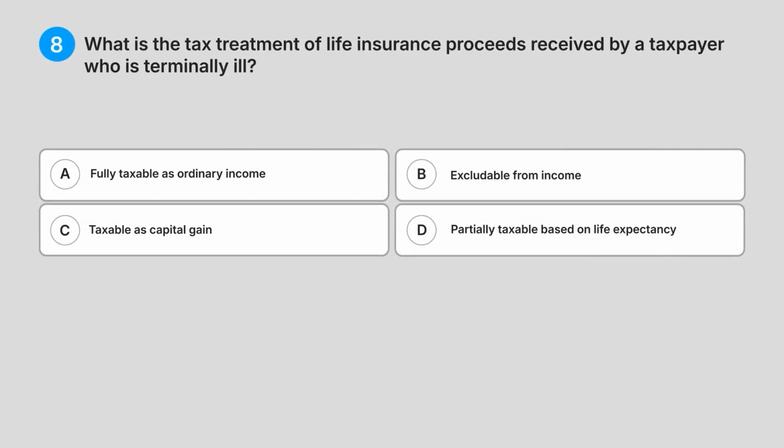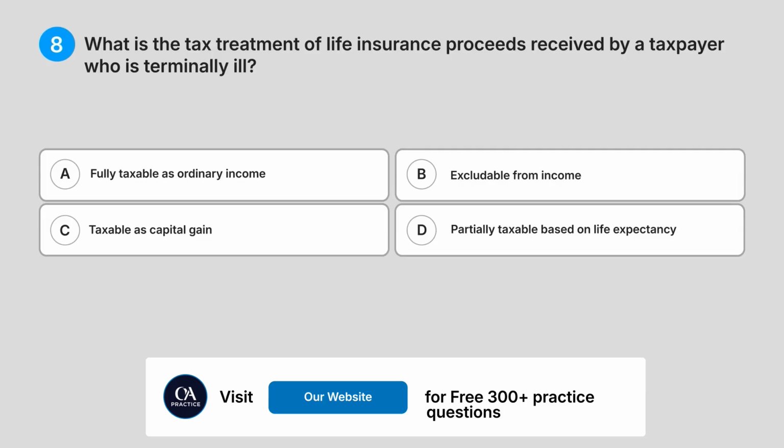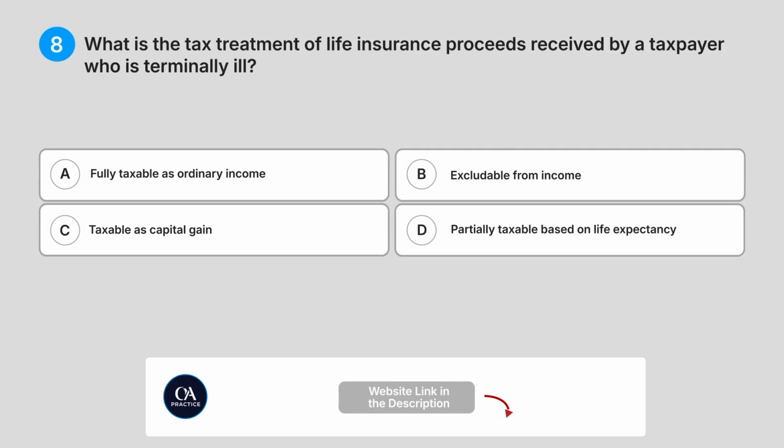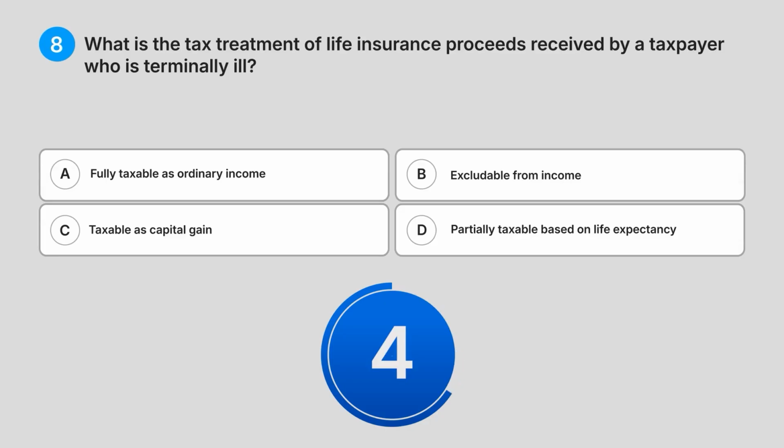8. What is the tax treatment of life insurance proceeds received by a taxpayer who is terminally ill? A. Fully taxable as ordinary income. B. Excludable from income. C. Taxable as capital gain. D. Partially taxable based on life expectancy. Can you guess the answer?